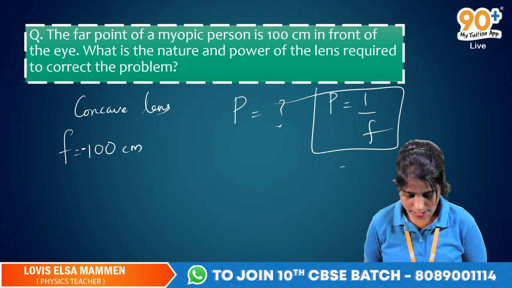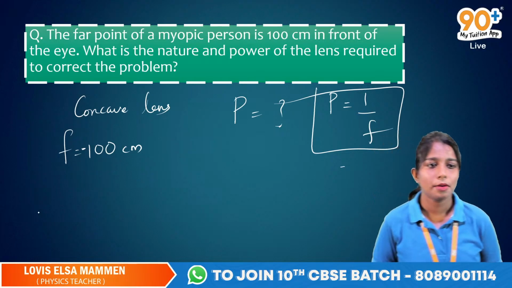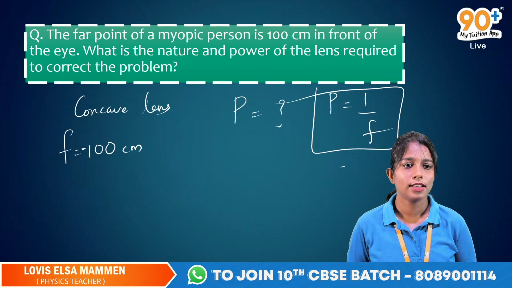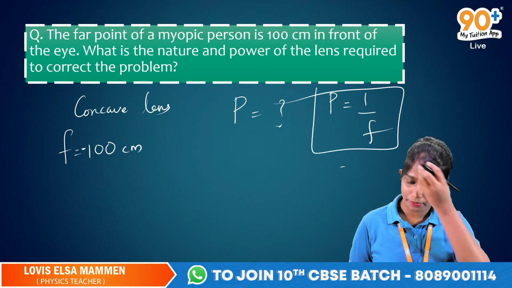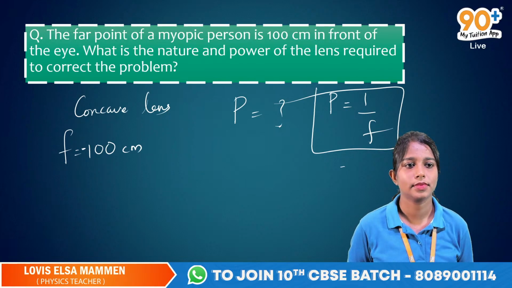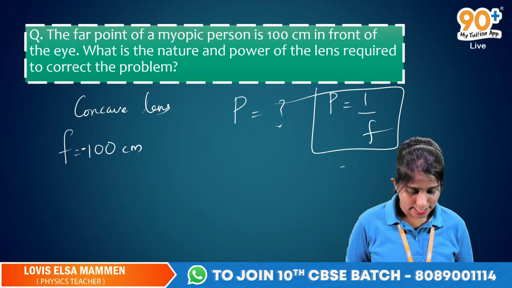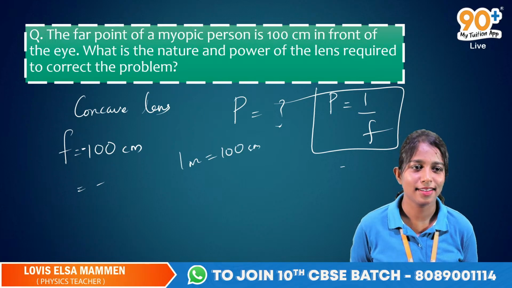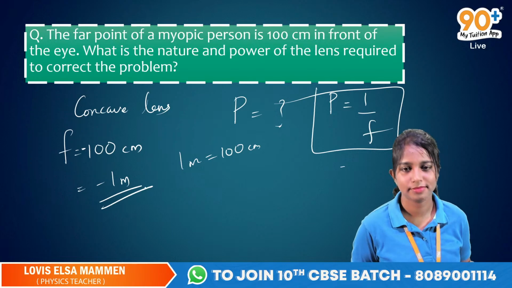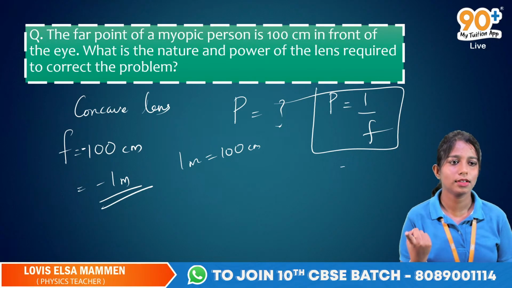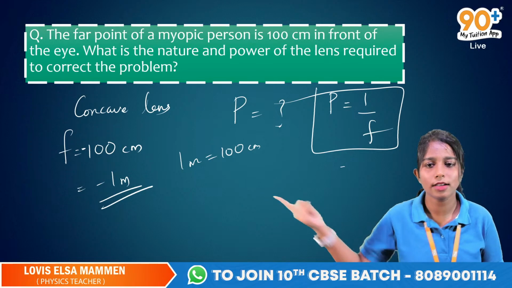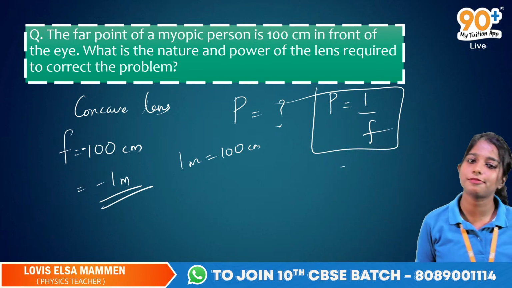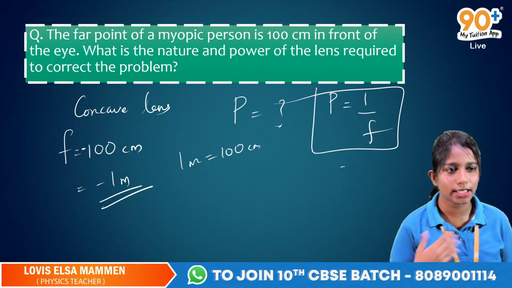Everyone, please convert this -100 centimeter. Yes, it is minus. You know that 1 meter is equal to 100 centimeter, right? So 100 centimeter is 1 meter, so it is minus 1 meter. So now we have got the focal length in meters. Now substitute in this equation and find the power of the lens.